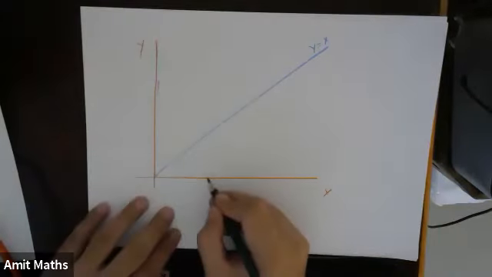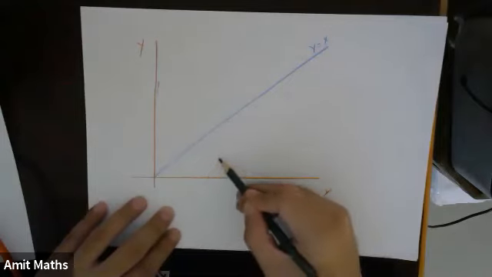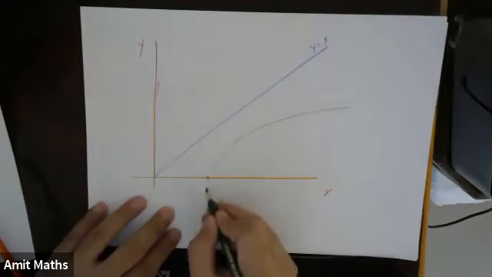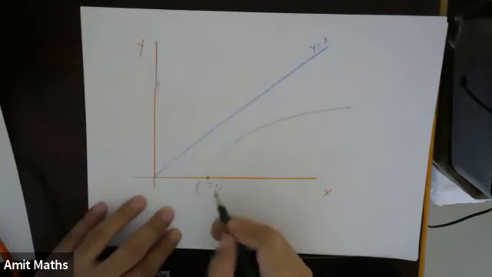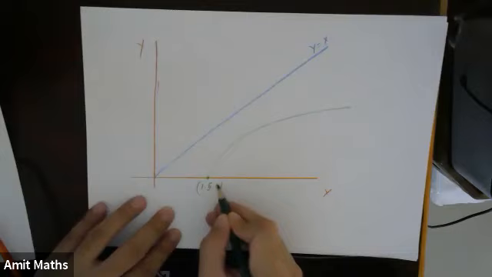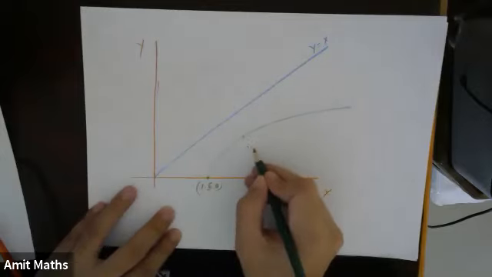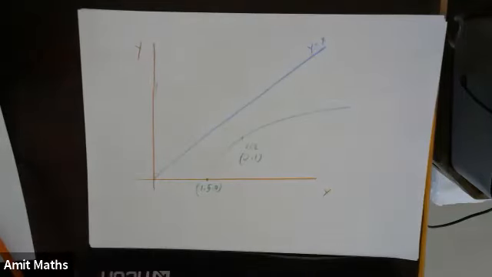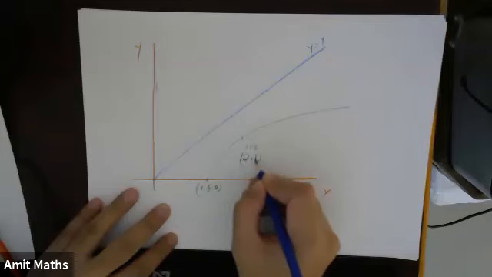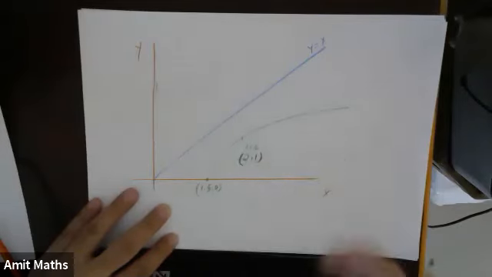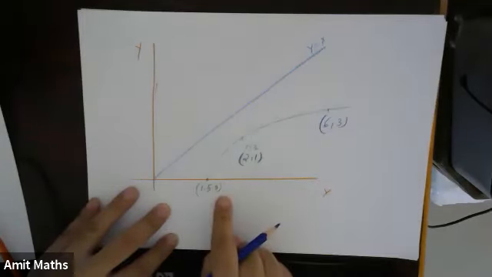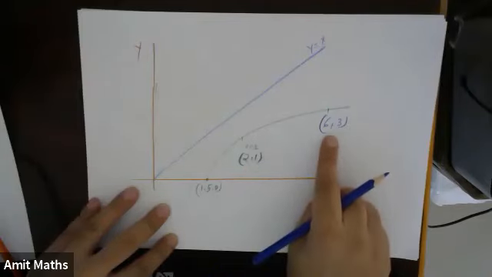The function which has been given to us is something like this. I think this was 1.5 comma 0. Sorry, one point was 2 comma 1. The other point was 6 comma 3. So one point was 1.5 comma 0, another point was 2 comma 1, and another point was 6 comma 3.